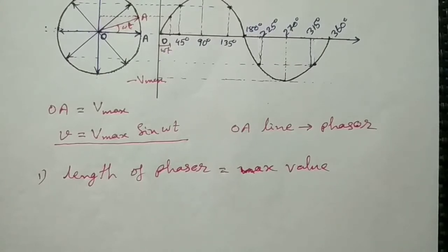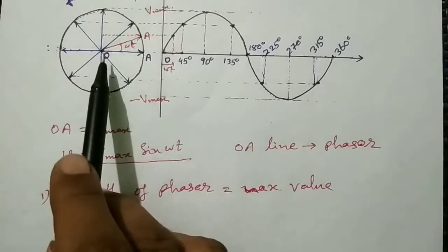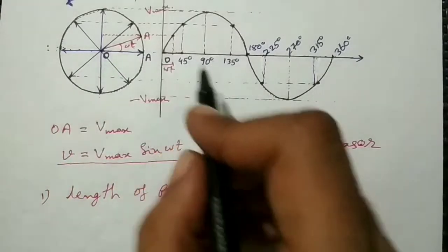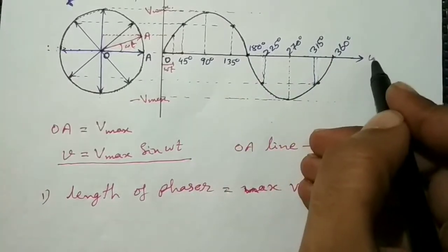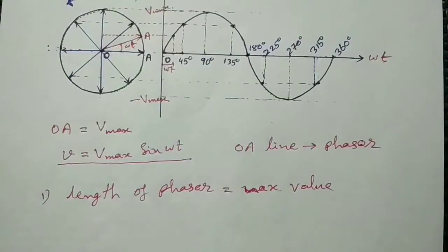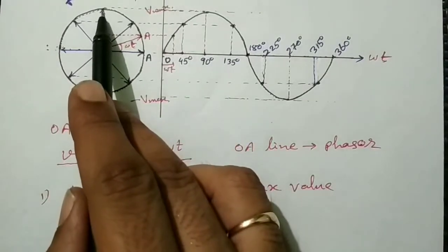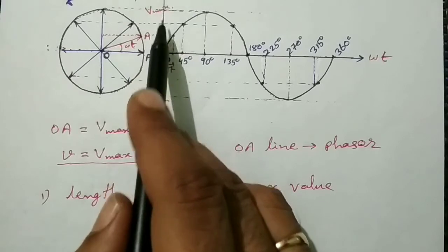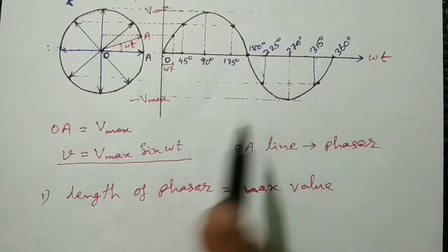The second point we have to consider, in its horizontal position the instant value of the alternating quantity is 0. That means the value of the voltage will be 0 at omega t equal to 0 degree, omega t equal to 180 degree, and omega t equal to 360 degree. Similarly, at 90 degree, it will be the value of positive Vmax, and at 270 degree, the value will be equal to minus Vmax.